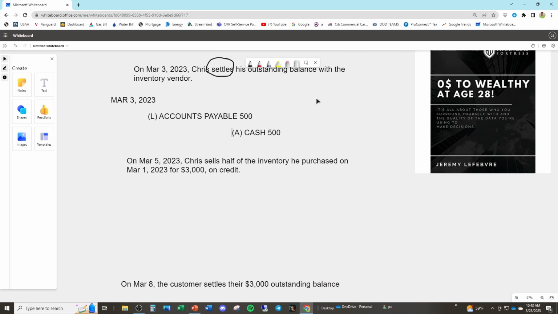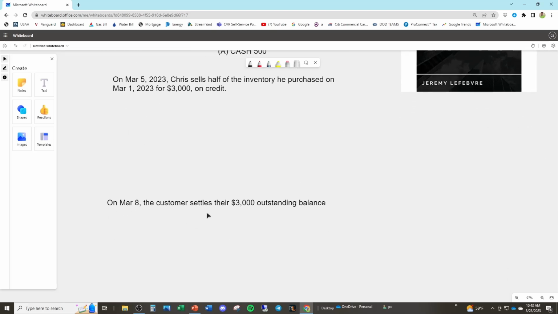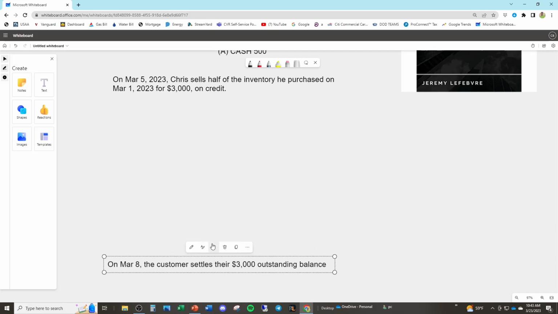Now we're going to sell the inventory. On March 5th, 2023, Chris sells half of the inventory he purchased on March 1st, 2023 for $3,000 on credit. Now, when we do a sale of inventory, it's a two-part transaction. Always think of it as a two-part transaction.